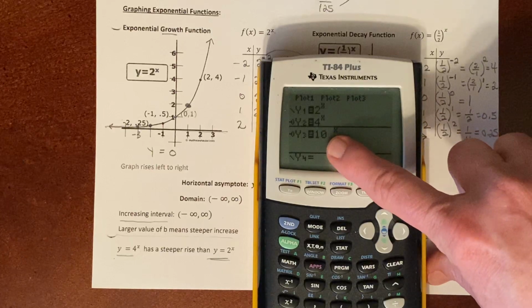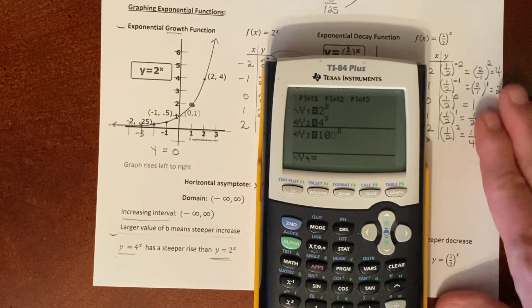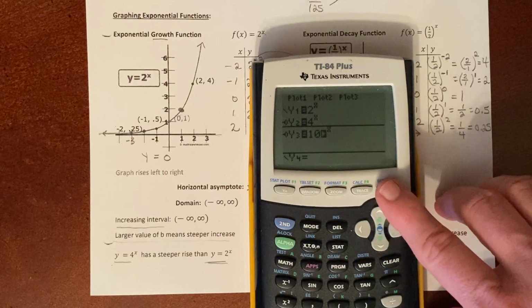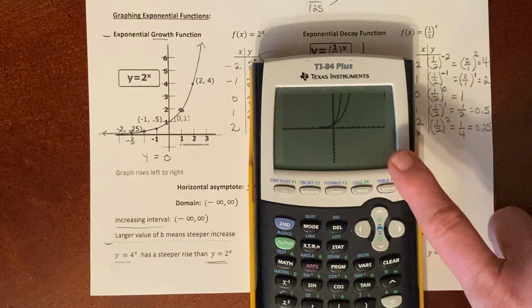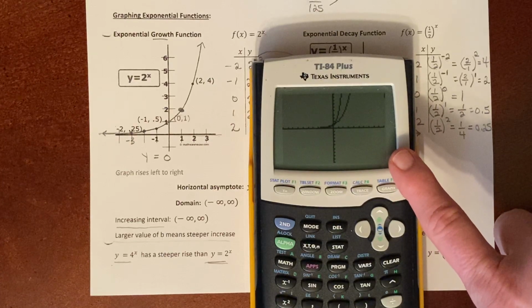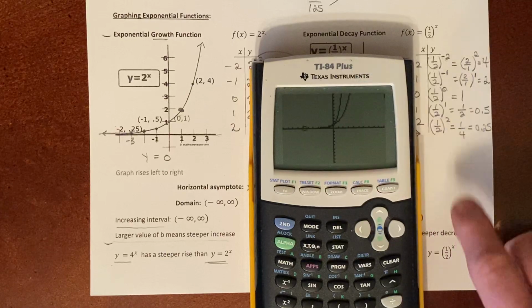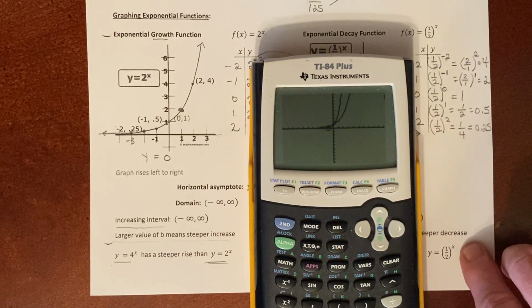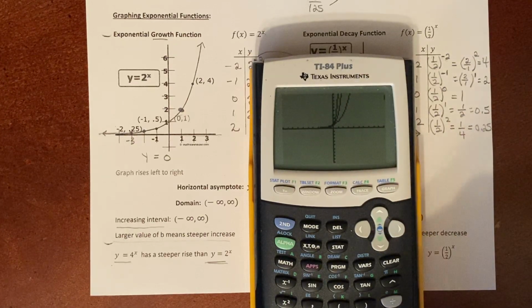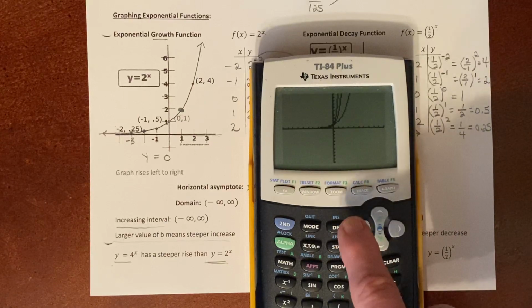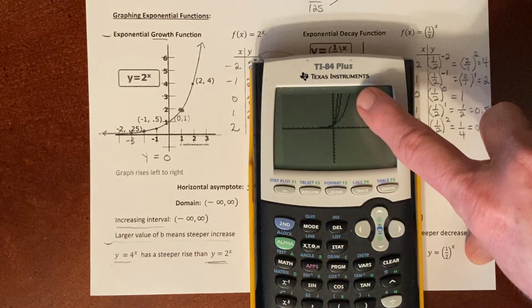2, 4, 10. So let's look at all these together to get an idea of what's happening with each of these graphs. There's our 2 to the x. I put a tracer ball on the next two so we can observe their behavior. Notice that 4 to the x does also intersect at the same y-intercept (0, 1), but the graph is steeper. This is 10 to the x, and it's even more steep than the previous two. So this suggests that as the b value increases, the graph has a steeper increase.